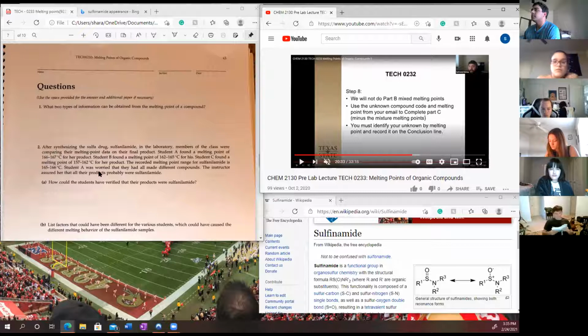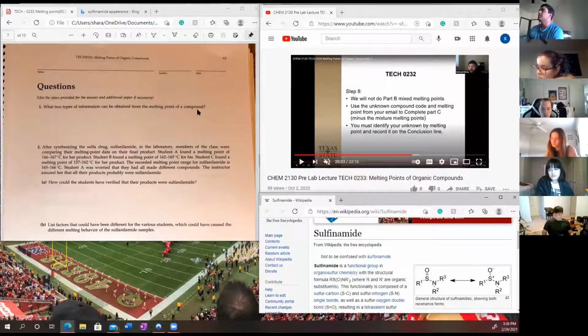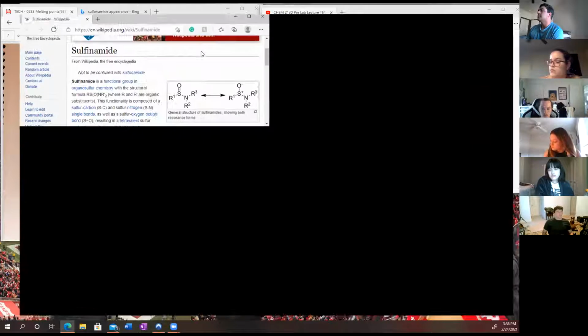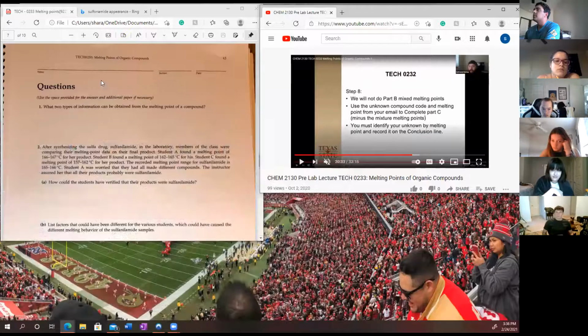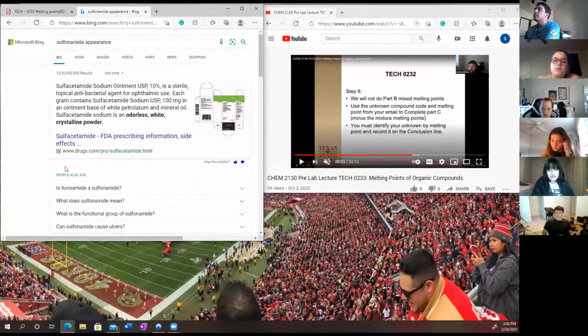It just says, how could the students have verified that their products were sulfonamide? What I said was, a lot of the things for organic chemistry that you'll learn, your best friend is going to be Wikipedia. Wikipedia is pretty accurate about everything as far as chemistry questions go. I would suggest you read this just on sulfonamide. If you look at the appearance, you can also see in the video, is it white? Is it a powder? And compare its melting points to answer that question.